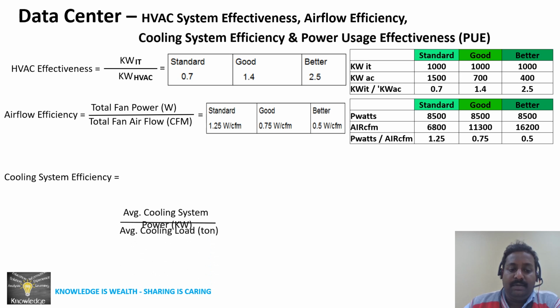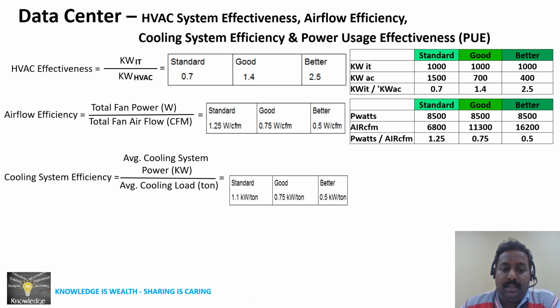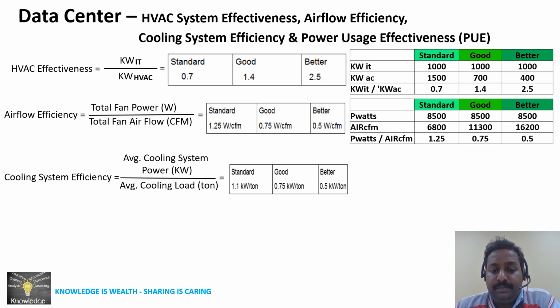And next, cooling system efficiency. Cooling system efficiency is average cooling system power in kilowatts per average cooling load in tons. It's simply IKW, kilowatt per ton. The standard is 1.1 kilowatt per ton. All our air cooled chillers are rated at 1.1 to 1.2 kilowatt per ton, good lies around 0.75 kilowatt per ton, and better lies around 0.5 kilowatt per ton. All our water cooled chillers are built for 0.5 to 0.6 kilowatt per ton. That is why water cooled chillers are more efficient than air cooled chillers, because of less energy consumption.